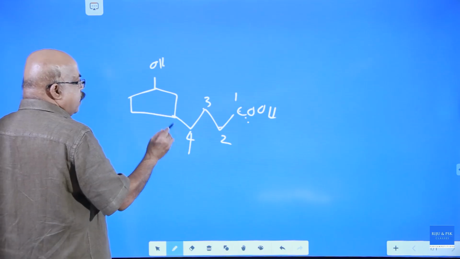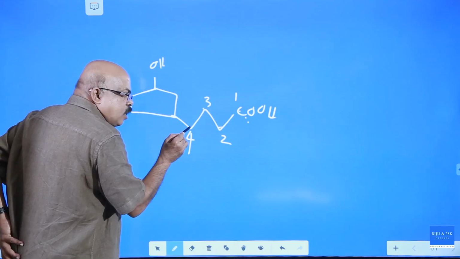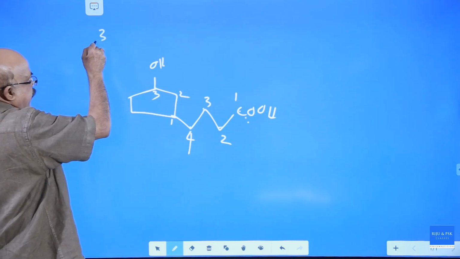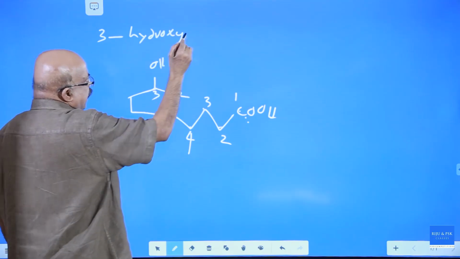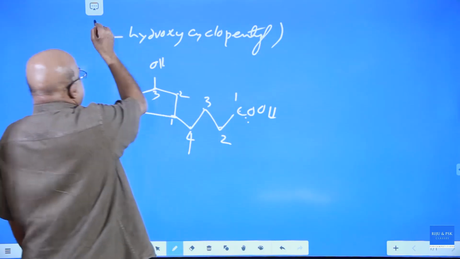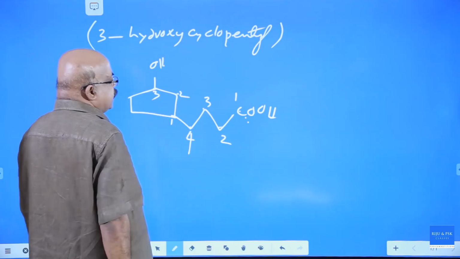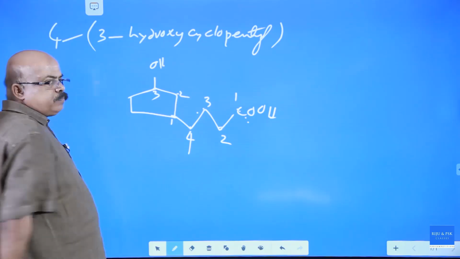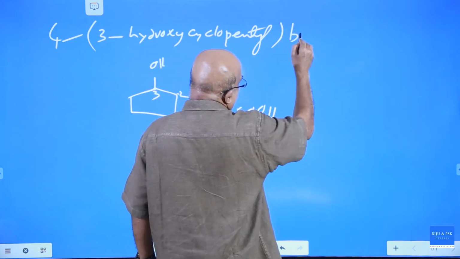This is the substituent. If the ring is considered as the substituent, the carbon atom of the ring which is connected to the side chain should be treated as 1, 2, 3. The substituent name is 3-hydroxy cyclopentyl. That 3-hydroxy cyclopentyl group is at the 4th carbon. 1, 2, 3. This is 4. So it is 4-(3-hydroxycyclopentyl)butanoic acid.